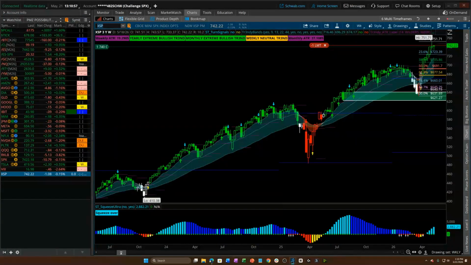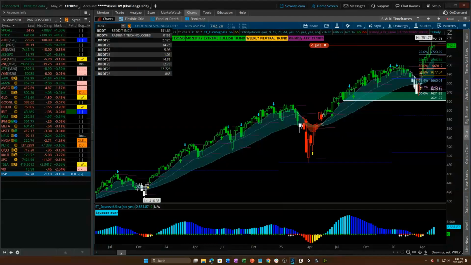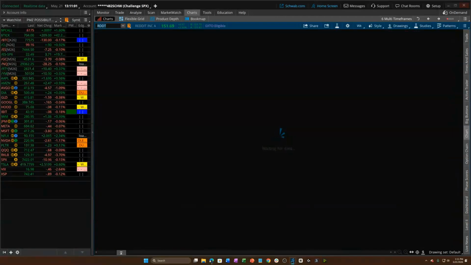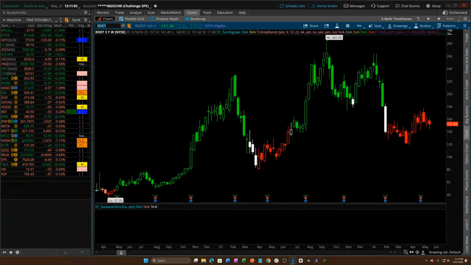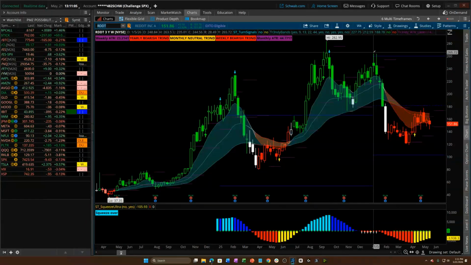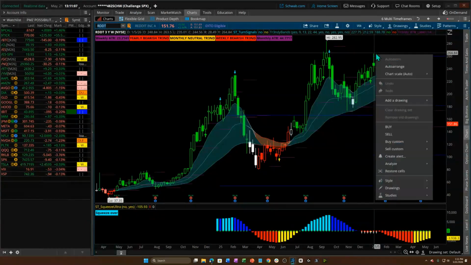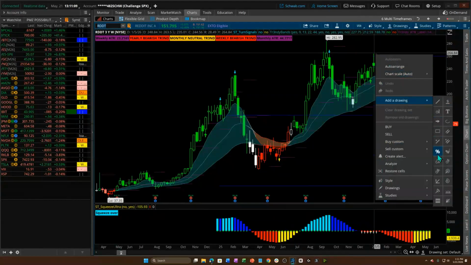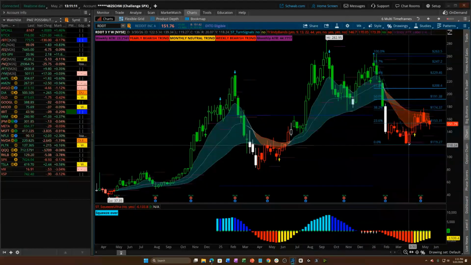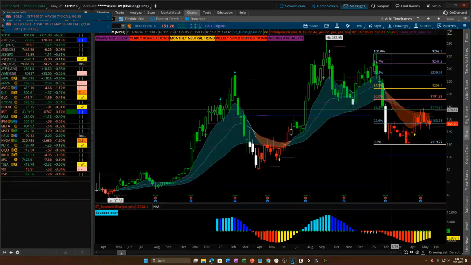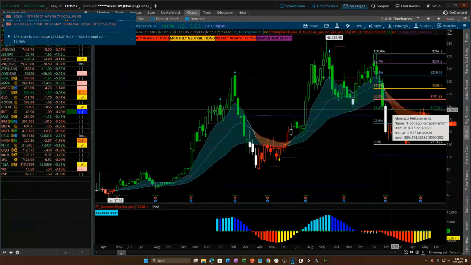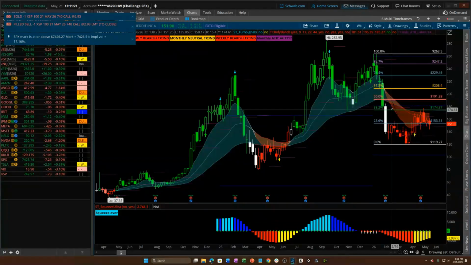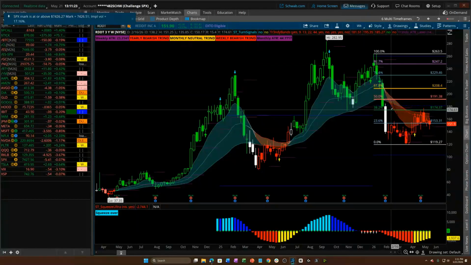Reddit, RDDT. With that being said, I would draw the downward move on this weekly chart right here. Whoa, target, target, target.